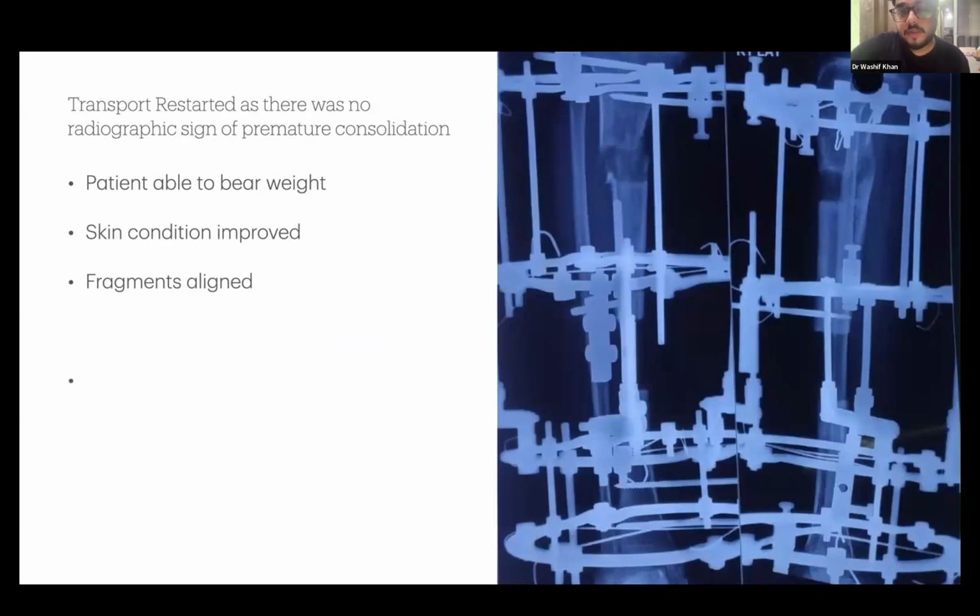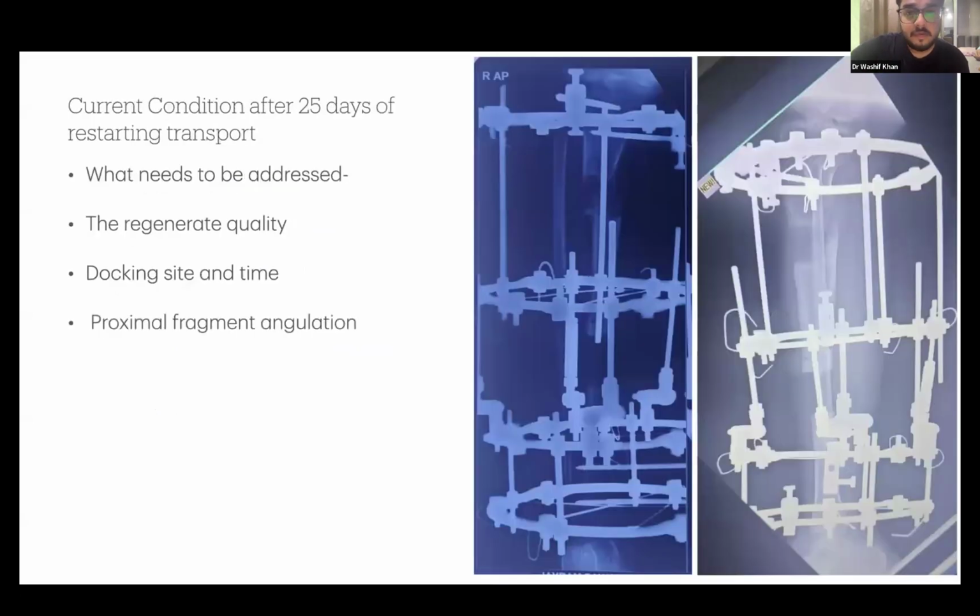Now I was worried about premature consolidation since 2 months had passed, but the patient couldn't afford CT, and I just went ahead and started distraction. The patient was able to bear weight. As the fragments aligned, the skin condition also improved. This is the picture after 20-25 days of starting the transport. The things I'm worried about are the regenerate quality, the proximal fragment angulation, and the docking site. So that's the current picture right now.